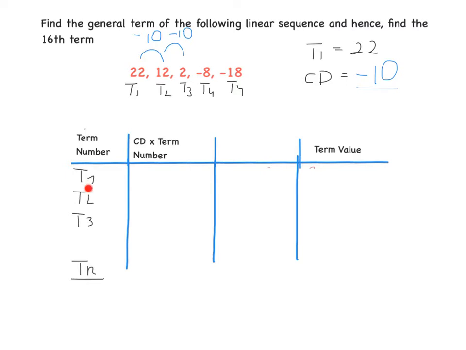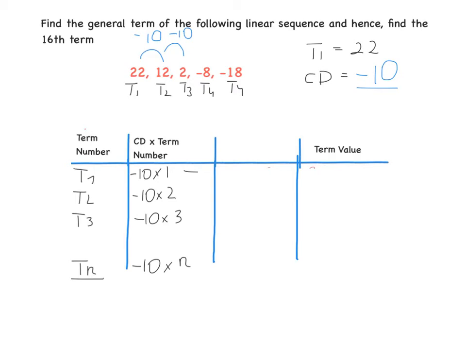Now, T1, that's the term number, and we need to multiply it by the common difference, which is minus 10, okay? So common difference multiplied by term number, okay? So we have minus 10 multiplied by 1, minus 10 multiplied by 2, minus 10 multiplied by 3, and minus 10 multiplied by n, okay? So this is term number 1, 2, 3, and this is n. So we need to place it in here, okay?